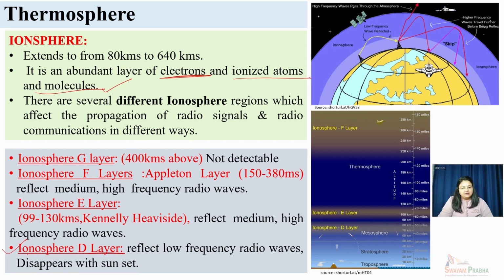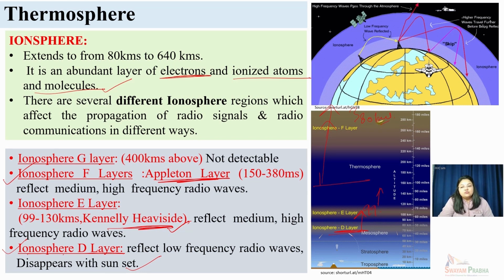The lowermost layer is called the ionosphere D layer, which reflects low frequency radio waves and disappears with sunset. The layer above it is called the E layer, which extends from 99 kilometers to 130 kilometers in the atmosphere. It is also called the Kennelly-Heaviside layer, and it reflects medium and high frequency radio waves. The third important ionospheric layer is the F layer, also called the Appleton layer, which extends from 150 kilometers to somewhere around 380 kilometers. This layer also reflects medium to high frequency radio waves.